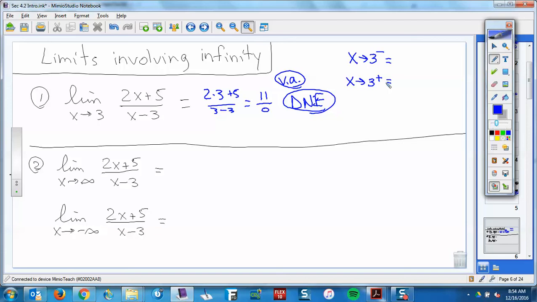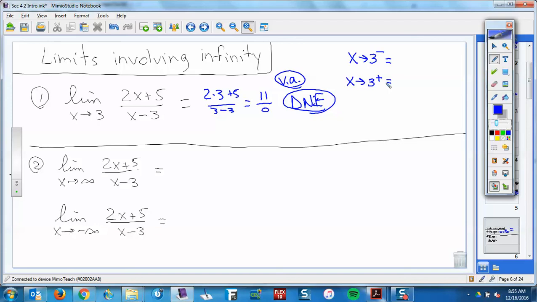Pick a number close to 3 on the left and a number close to 3 on the right. Now, this is going to be no calculus. What's a number close to 3 on the left? 2.99999, right? God, how am I going to do that without a calculator?